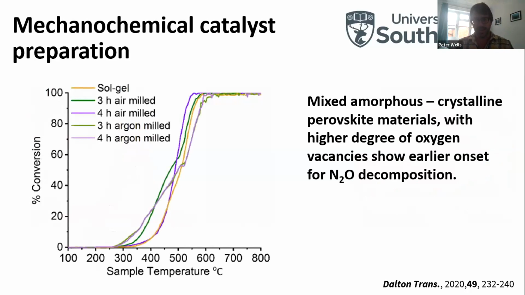So Rachel looked at the activity of these materials towards N2O decomposition. And what we saw is when we looked at the samples prepared by mechanochemistry, that the onset of N2O decomposition was much lower in temperature. So the performance overall was quite comparable to the sol-gel, but this earlier onset of decomposition, we could really link to those oxygen vacancies, which you get by making your slightly amorphous form of the lanthanum manganese oxide.